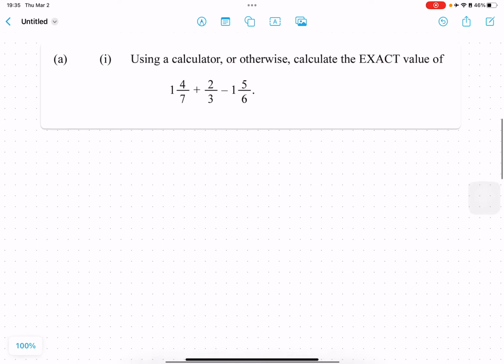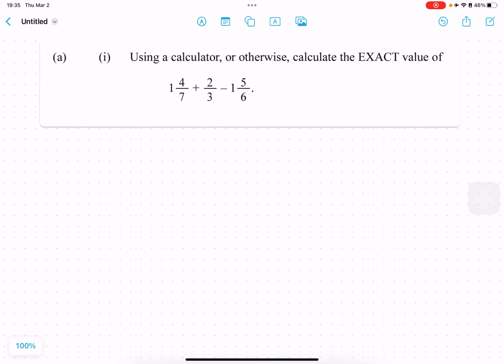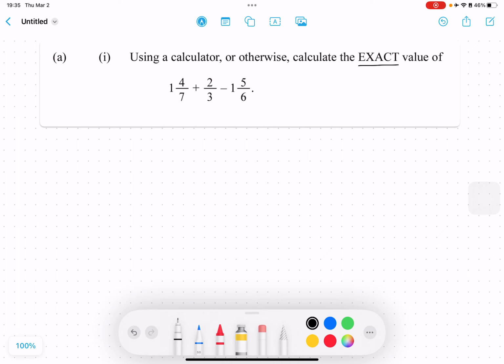This first question says, using a calculator or otherwise, calculate the exact value of that below. So we don't need to use our calculator, right? We need to show the working on how we can manipulate the fractions to get the answer. What they mean by exact here is that they don't want some kind of decimal point or rounded off answer. In fact, if you give your answer as a fraction, that is the most exact you can get. So we'll be leaving our answer as a fraction. Every time you see exact value here, we like to leave it as a fraction.